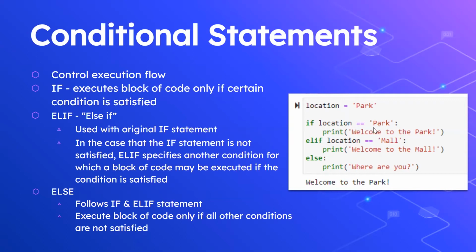So if my location is equal to park, then I'll print welcome to the park. Elif, my location is equal to the mall, then I'll print welcome to the mall. And if none of these statements are true, else will be evaluated and the program will print where are you? So since the location is park here, it'll say welcome to the park. And we'll see some more examples of this in the demo.